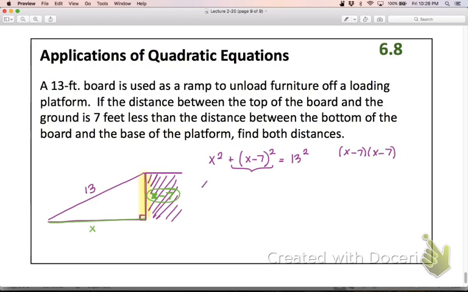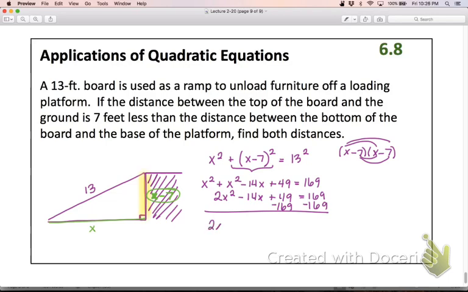Or, remember the little chant that I taught you was square the first, square the last, multiply and double. So we would get negative 14x. That is the same thing that you would get if you came over here and distributed this all out. So either way is fine. So now we can combine our like terms. That gives me 2x squared minus 14x plus 49 equals 169, and then get it equal to 0. So subtract here. 2x squared minus 14x minus 120 equals 0.